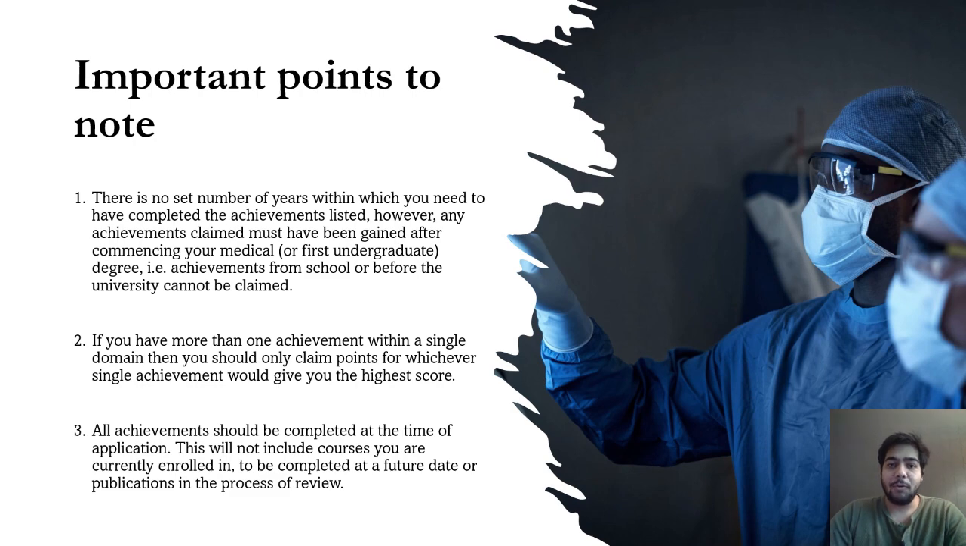The second important point to note is that if you have more than one achievement within a single domain, then you should only claim points for whichever single achievement would give you the highest score. The third one is that all achievements should be completed at the time of applications. So this will not include the courses which you are currently enrolled in, and these have to be completed at a future date, or the publications which are in the process of review.